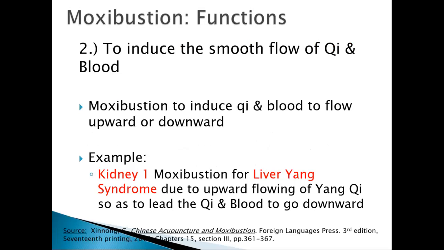So moxibustion can induce qi and blood to flow upward or downward. An example would be kidney 1. When you do kidney 1 moxa, it's for liver yang syndrome or the upward flow of yang qi, so as to lead the qi and blood to go downward. Before, when a patient suffered from high blood pressure or headache because of too much stress, or hyperactivity of liver yang, the ancient Chinese used to do moxibustion at kidney 1 so as to help lower their BP.